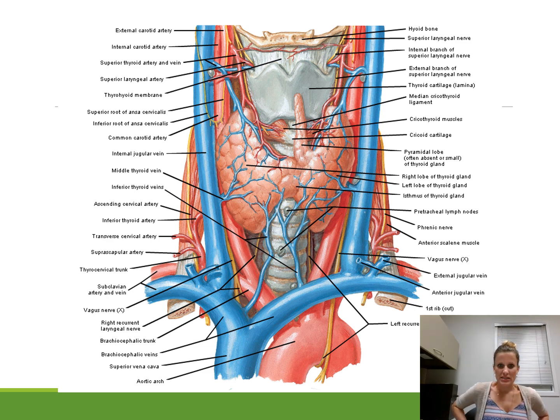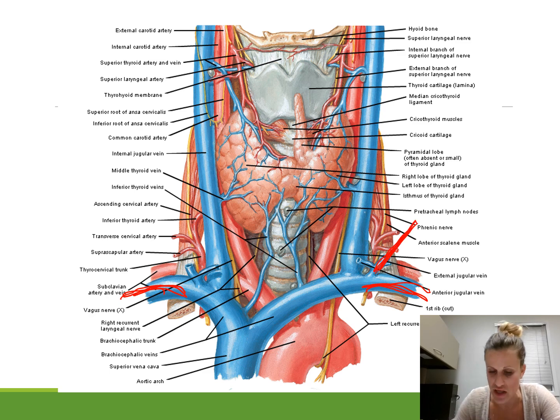Here again, we can see more of the same. This especially shows us the merging of the large veins at the bottom. So here, this is the subclavian vein, right? In this subclavian vein, you can see this is the external jugular vein right here. And you see where the anterior jugular vein comes in, and then you see the internal jugular vein.